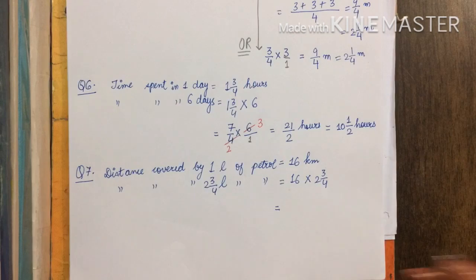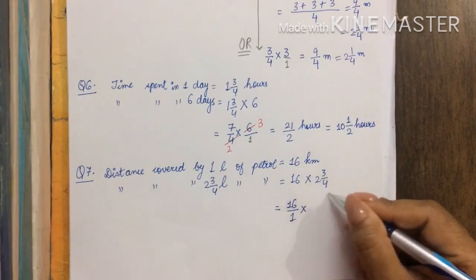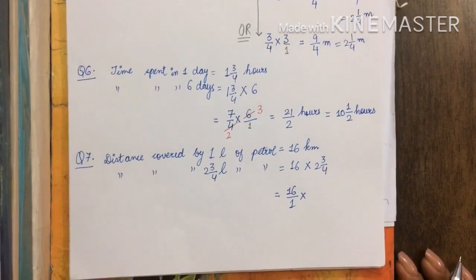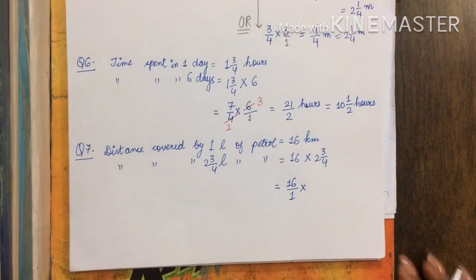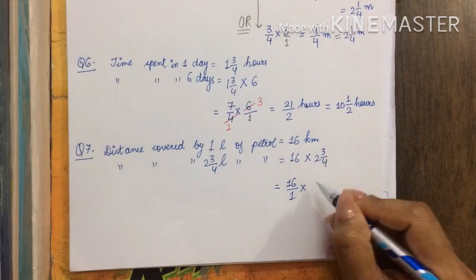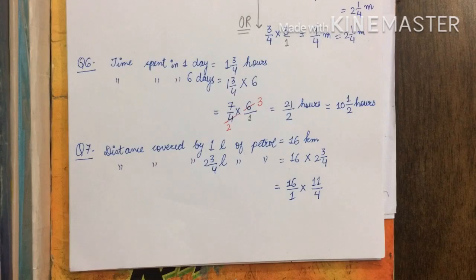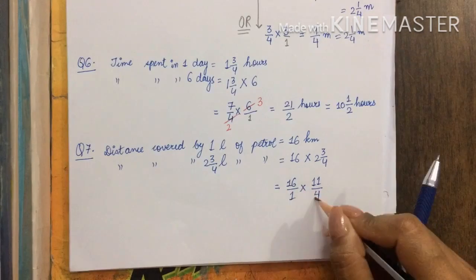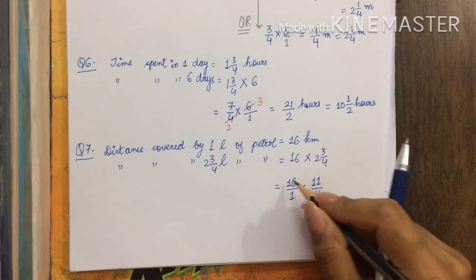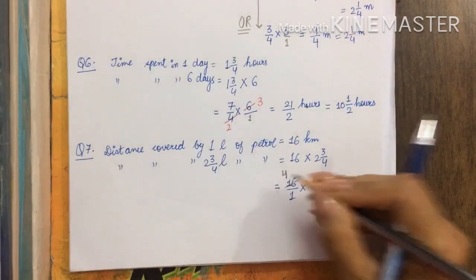16 can be written as 16/1. This 2 and 3/4 will be changed into an improper fraction. Let's change it into an improper fraction. 4 into 2 is 8. 8 plus 3 is 11. So this becomes 11/4. Simplify. I can see that these two can be cancelled. Both are multiples of 4. So 4 1s are 4, 4 4s are 16.